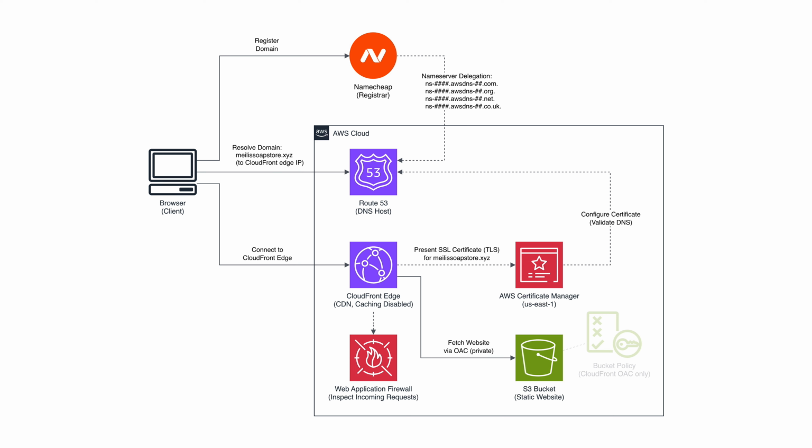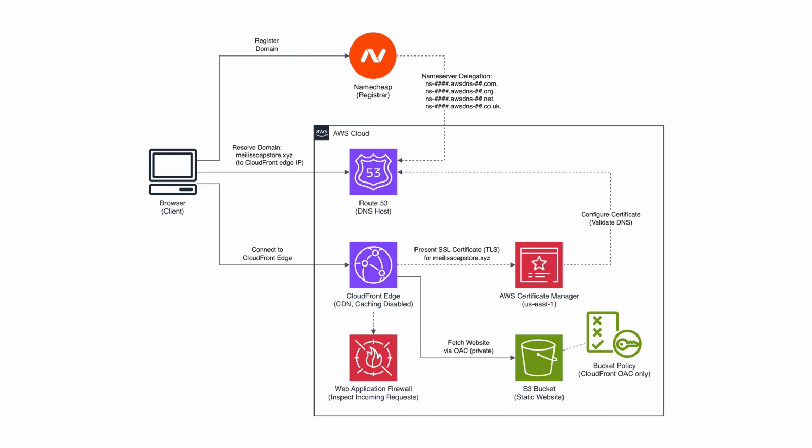To make this work securely, I'm using CloudFront Origin Access Control, or OAC. OAC lets CloudFront securely request files from the S3 bucket using signed requests. Then, the bucket policy only allows access from this specific CloudFront distribution. All this will bring the site closer to what I want for a real deployment.